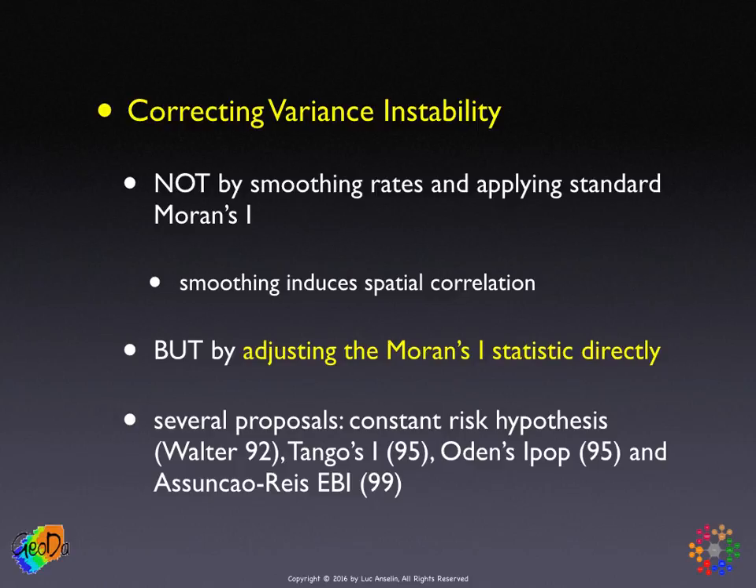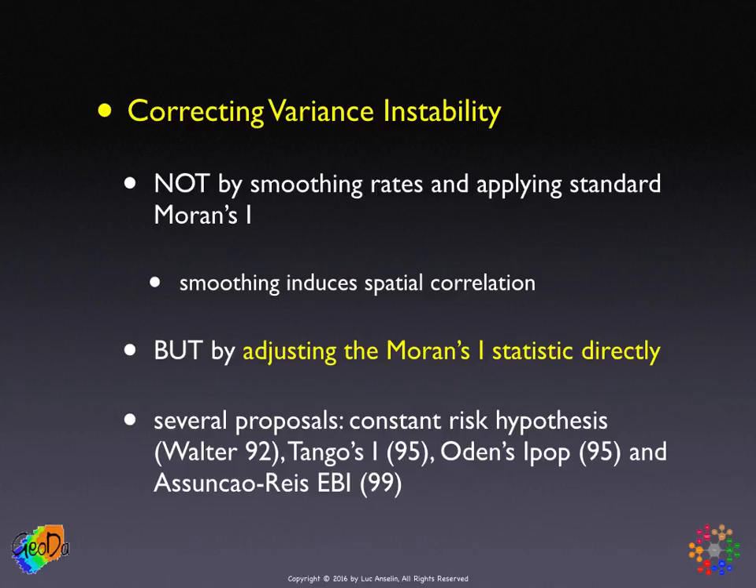What not to do is just smoothing the rates the way we smooth them for mapping, and then applying the standard Moran's I, either the global or the local variety. That's very tempting because we create these smooth rates initially, but the problem is that the smoothing induces spatial correlation, so you get a misleading impression of spatial autocorrelation, which is really due to the effect of the smoothing and not due to the variable itself.